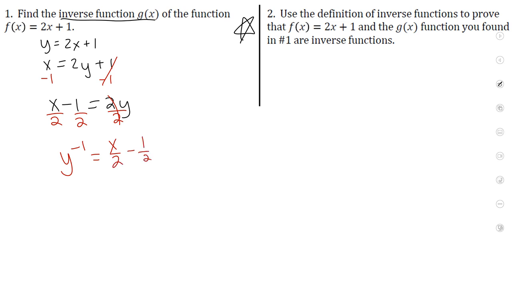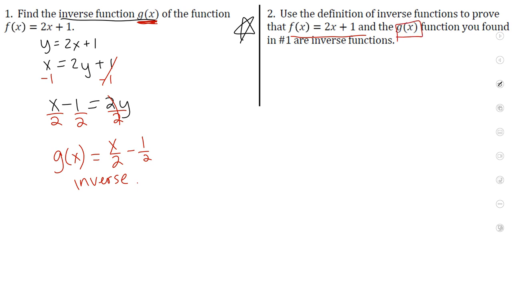Okay. Now, guys, it says find the inverse function g of x. So I'm going to call it g of x. Instead of using this symbol for the inverse, we'll call it what they wanted us to. So this is the inverse. Okay? All right.